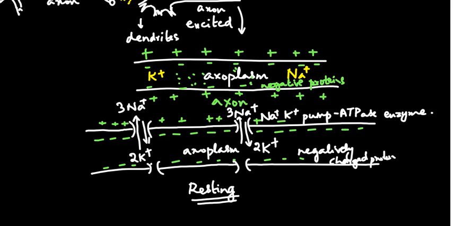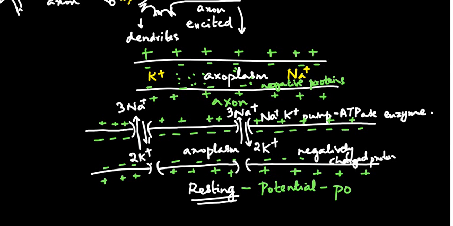So the potential difference across the membrane in this resting stage is called the resting potential. In other words, the membrane is said to be in a polarized state.